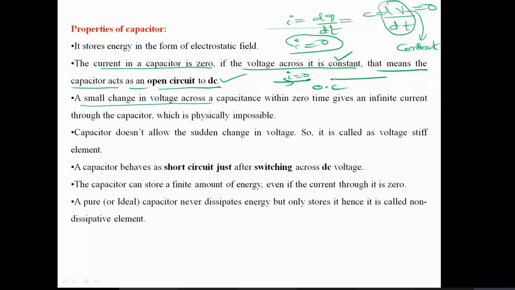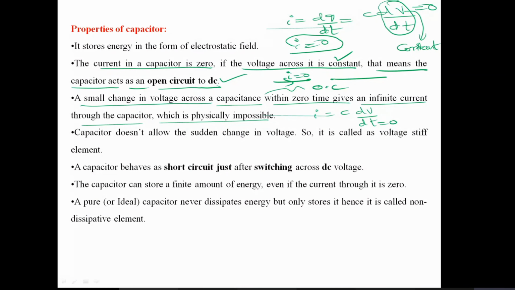And a small change in voltage across a capacitance within zero time requires infinite current through the capacitor, which is physically impossible. Why? Suppose, in the formula I is equal to C dV by dt, if dt is 0, that is, within zero seconds you increase or decrease the voltage, then anything divided by 0 leads to infinity. That is, infinite current through the capacitor.